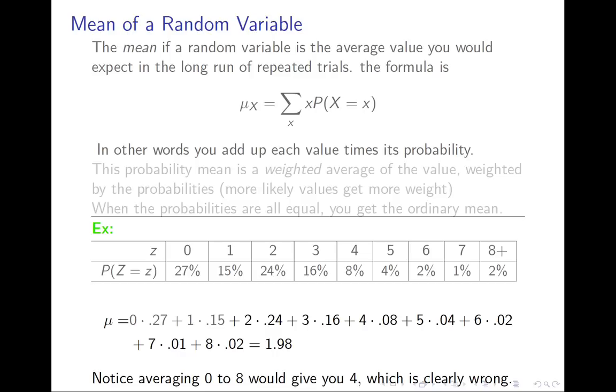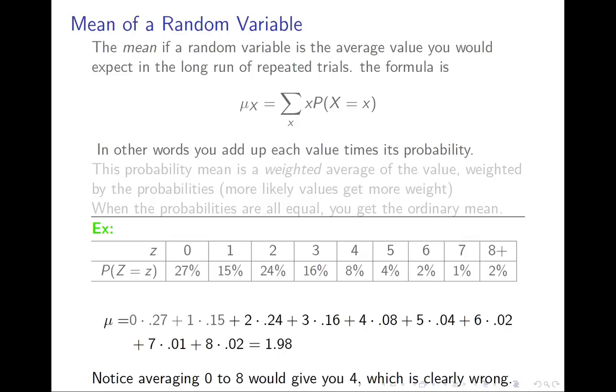Notice that is not what you get if you added up all the numbers from 0 to 8 and divided by how many there are. If you did that, you'd get 4. And 4 would be a silly answer for the average number of children an adult has. Whereas 1.98 seems pretty reasonable.